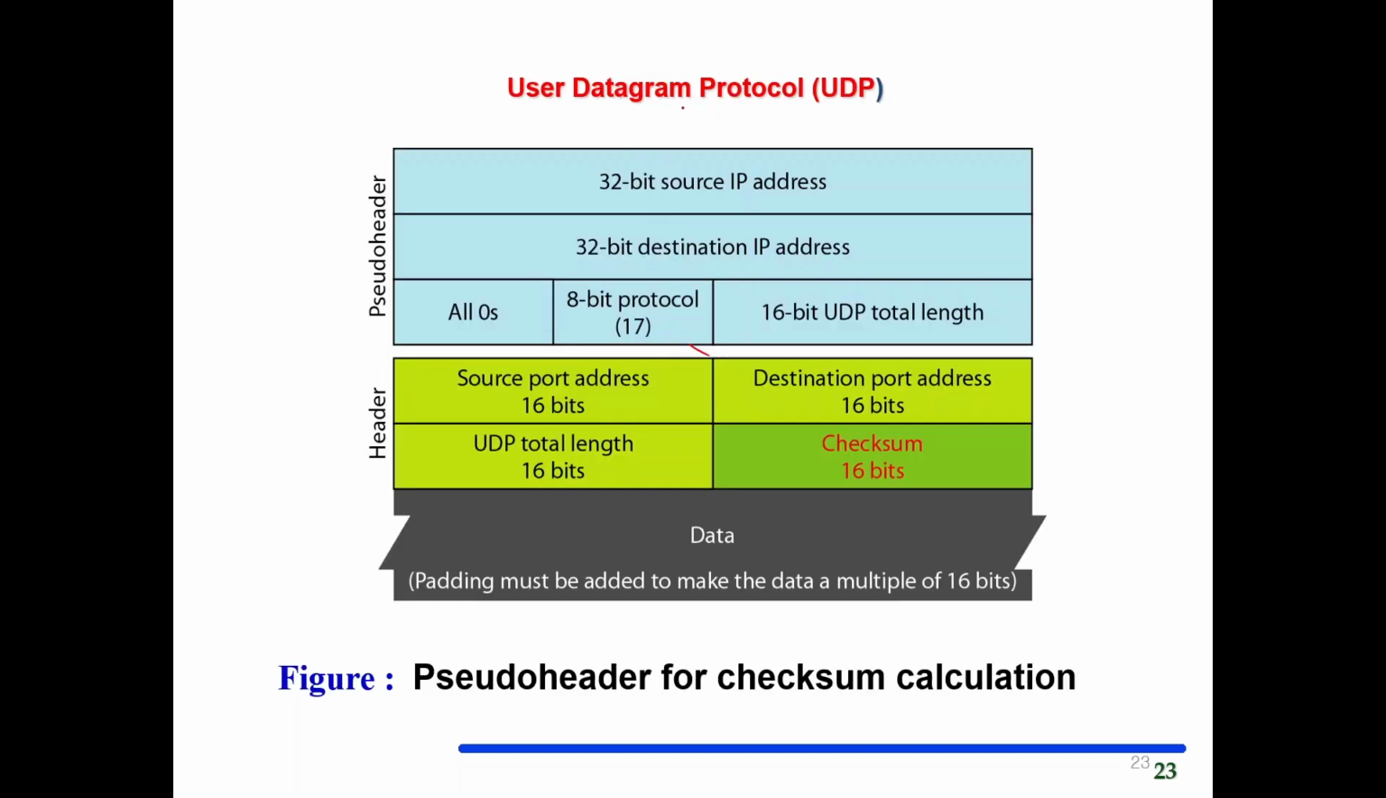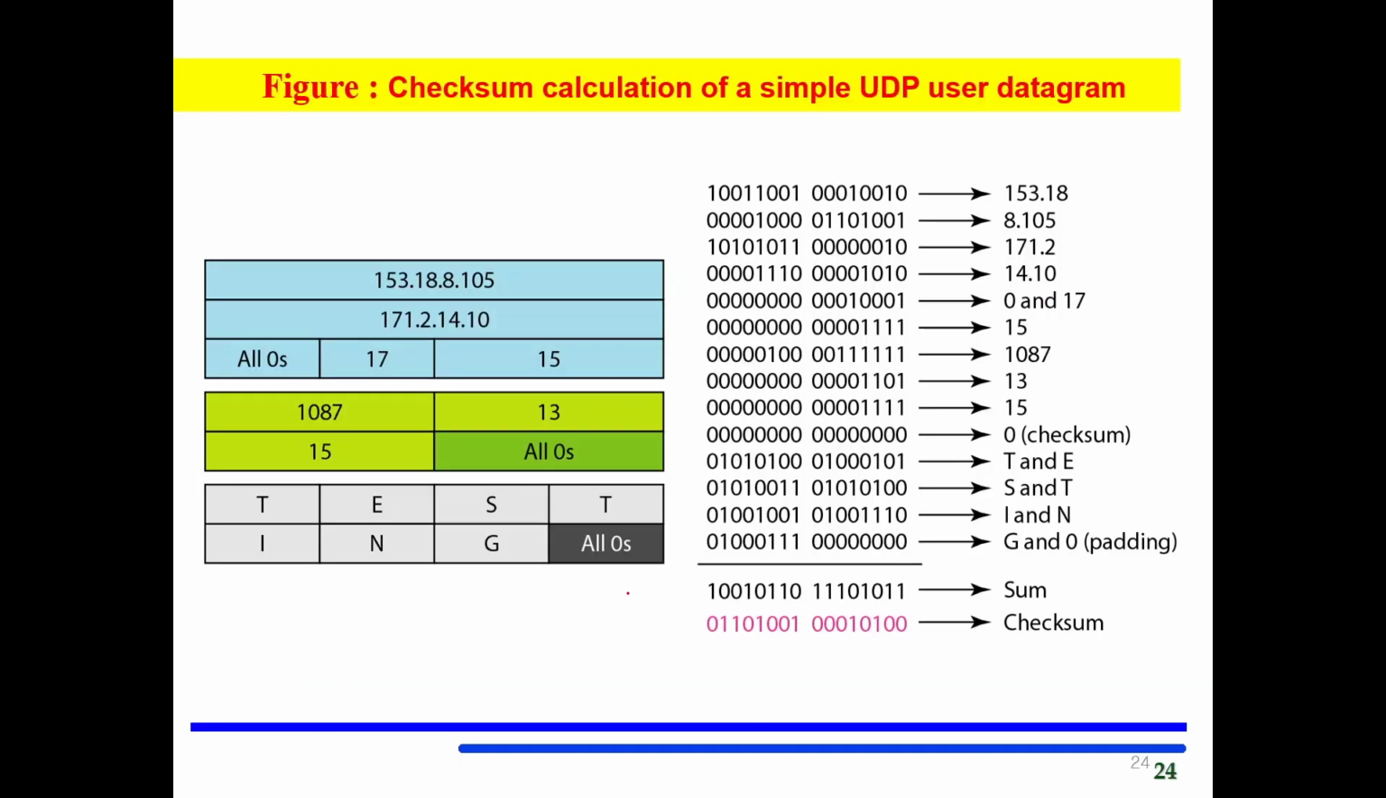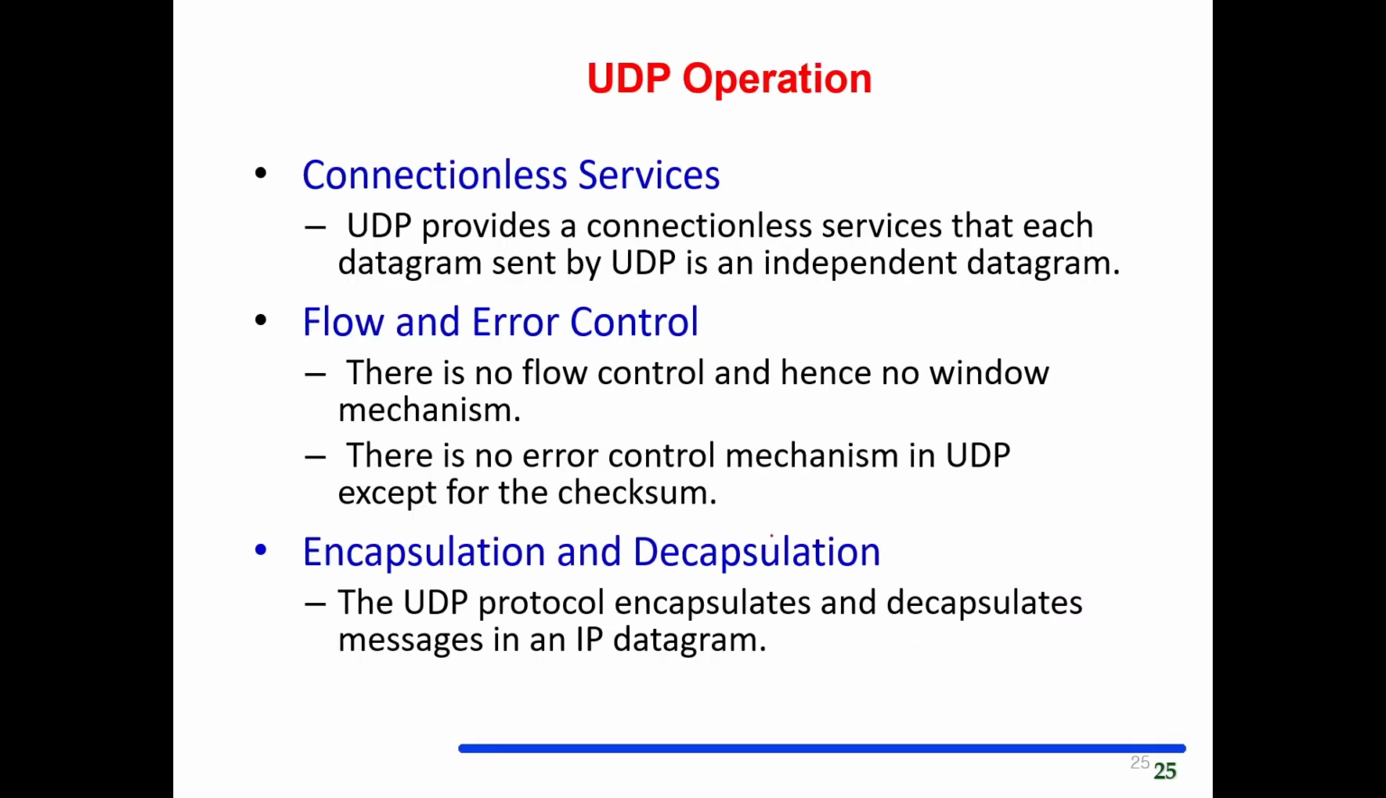So you can see the User Datagram Protocol. It has the pseudo header for checksum calculation. There is a process for calculating the checksum, and we will discuss that process later, how to calculate the checksum. And we will see what the UDP operations are.